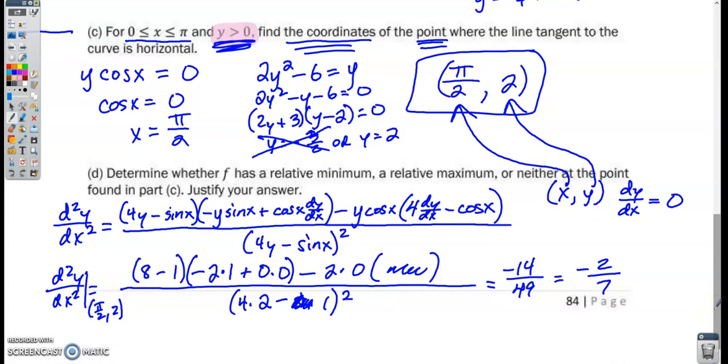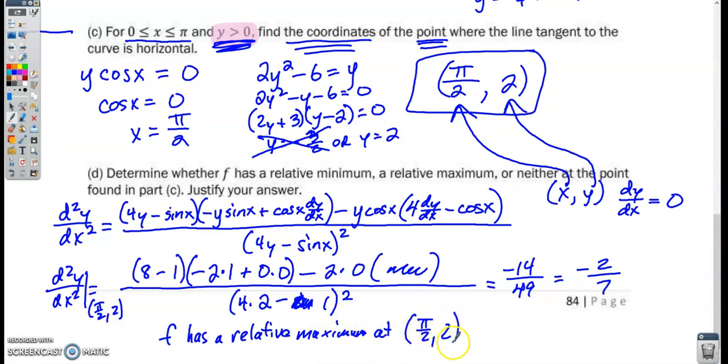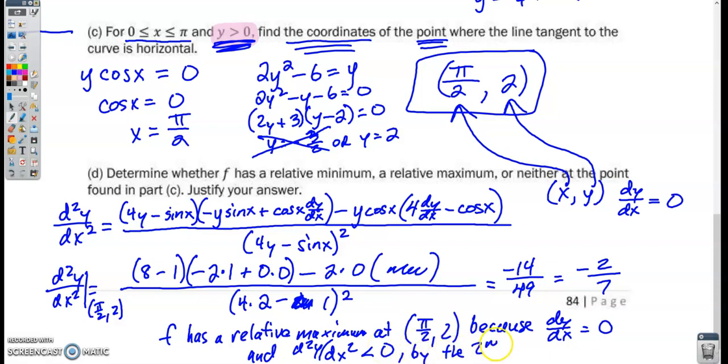Okay, so f has a relative maximum because the curve here is concave down. It has a relative maximum at pi over 2 comma 2 because dy dx equals 0 and d squared y dx squared is less than 0. Probably should have added the phrase by the second derivative test.